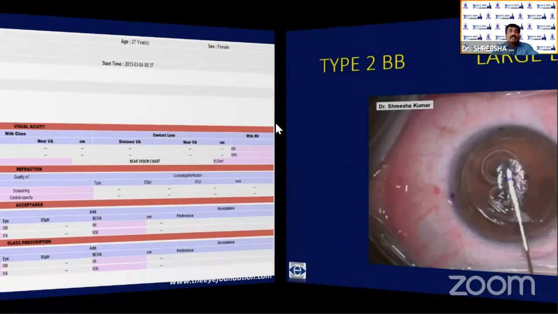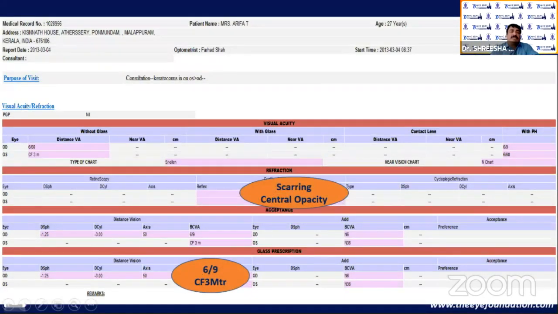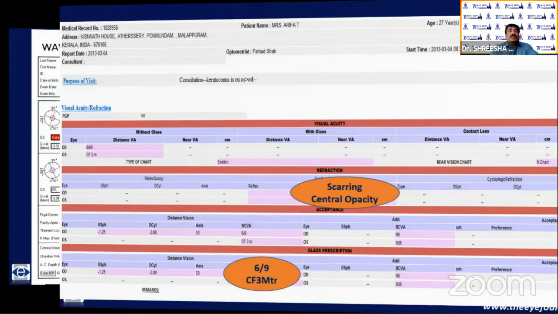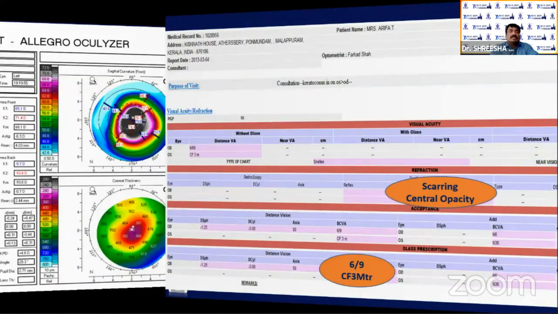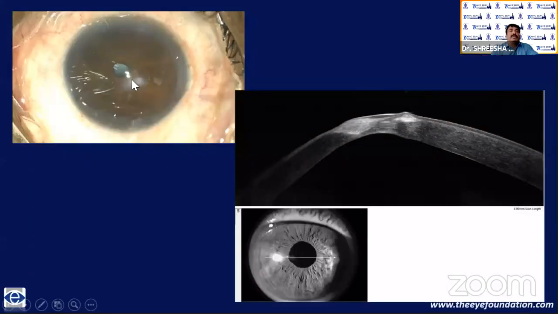This is a case of a 27-year-old patient with a central opacity, and the visual acuity is counting fingers at 3 meters. This is the topography picture, and this is the slit lamp picture of the patient. There is a scar here, and anterior segment OCT shows a dense scar here. It is a steep cornea with a dense scar.